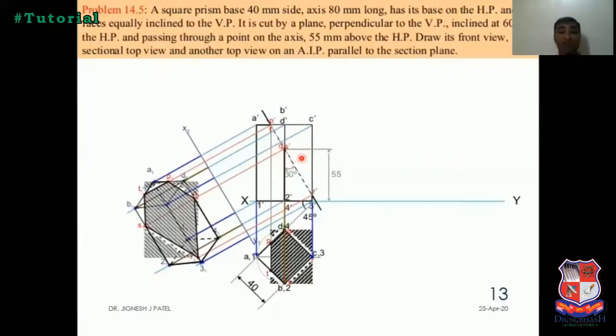Right? So this cutting plane will intersect here AB at point P, 2 dash B dash at point Q dash, 3 dash C dash at point R dash, 4 dash D dash at point S dash, and between D dash A dash at point T.